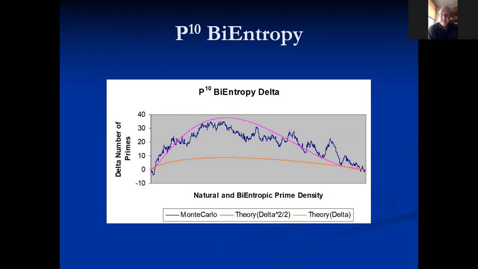As a way of testing the Monte Carlo simulation, I was able to calculate in advance the expected distribution of primes, and I found that the biantropic prime density bore an expected relationship to the natural prime density. So that was quite a slow spreadsheet, but it showed that the property that I'd observed in the 8-bit numbers was essentially observed also in the 32-bit numbers.